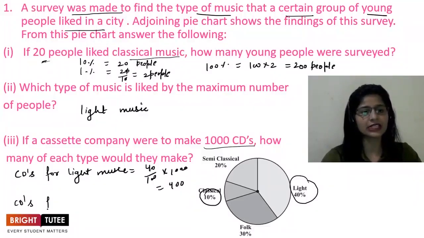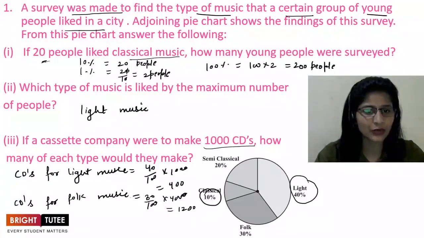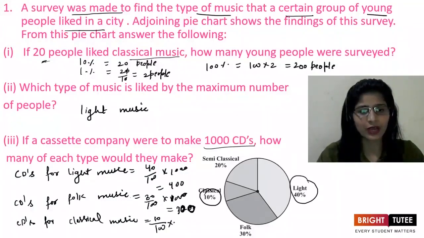Then we can find out CDs for the next one, that is folk music. So similar to this, you can find out all. For folk music it is 30%. So 30 upon 100 into 1000. 100 getting cancelled with 100, we have 3 tens are 30, so we get 300 only. It will be 300. The next one is CDs for classical music. For classical music, if we calculate, it is just 10% of 1000. So we get 100 CDs.